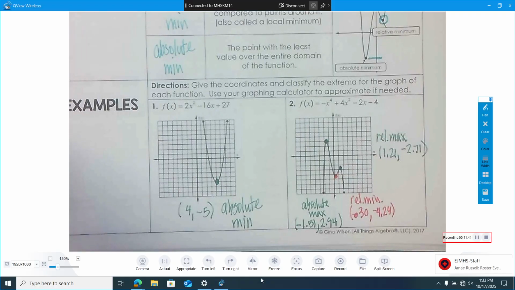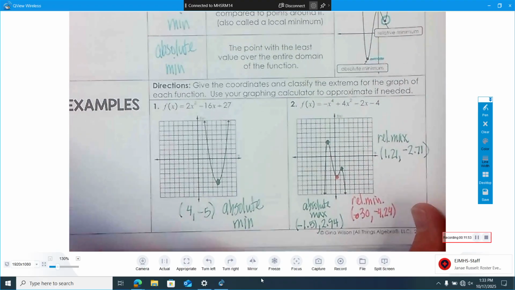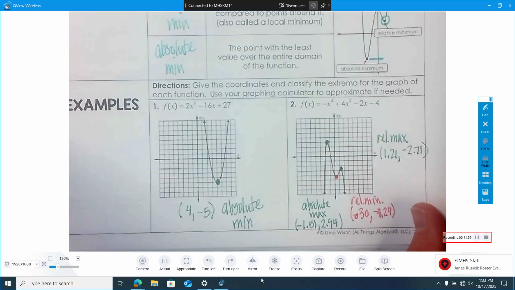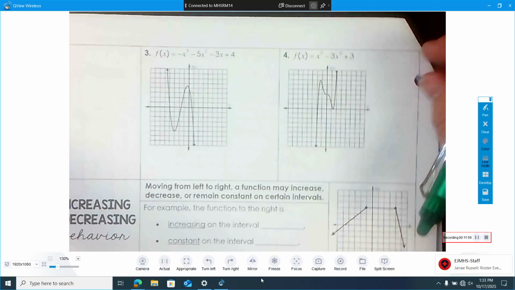I can't remember now if I'm going to have to look at the Dutch math to know if I need you to be more specific than that. Okay. Questions on absolute and relative minimums and maximums. It's really easy, right? Okay. Let's look at number 4 really fast here.